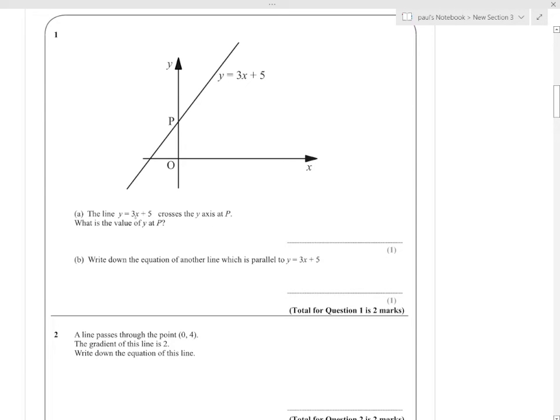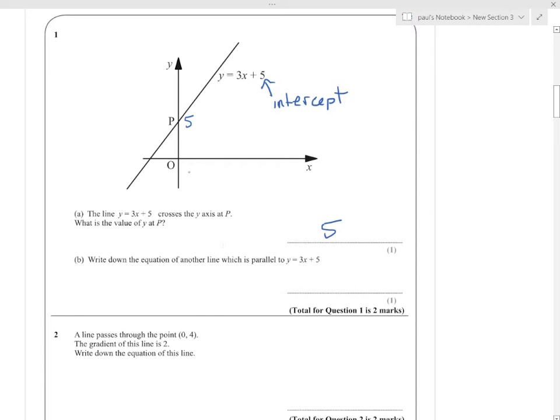The line y equals 3x plus 5 crosses the y-axis at P. What is the value of y at P? Well, this number there, that's the intercept. So that's where the line crosses here. So that will be 5. Now, write down the equation of another line which is parallel to y equals 3x plus 1.